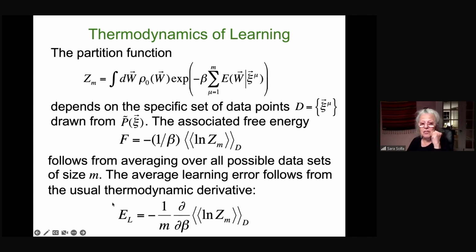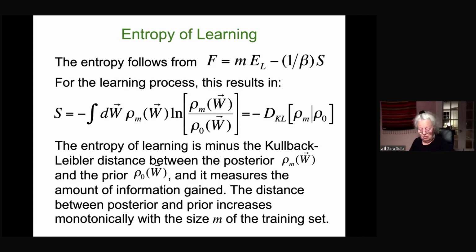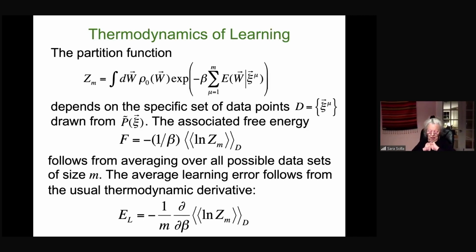So the learning error is a very important quantity. We always want to know how the learning error varies as we change regularizers, as we change the number of examples in the training set, as we change beta, which is our tolerance of error. But let's push this a little bit further.